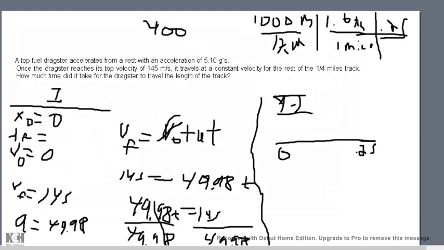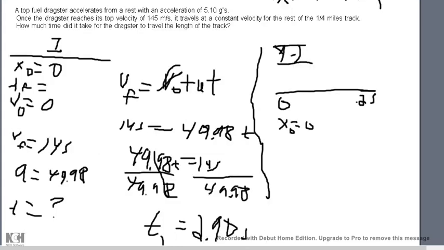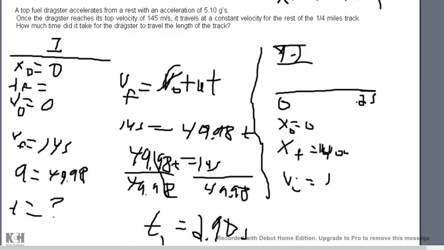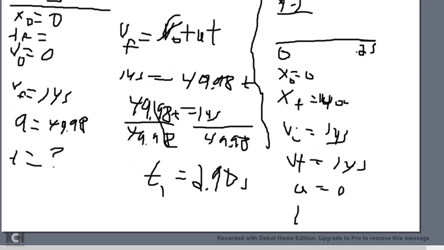It's 400. So now you know your x naught is 0 and your xf is 400. My velocity is constant, so it's 145. His final velocity is 145, because he's constant. What's my acceleration? 0, because my velocity is constant. What's my T2? That's what you're looking for.